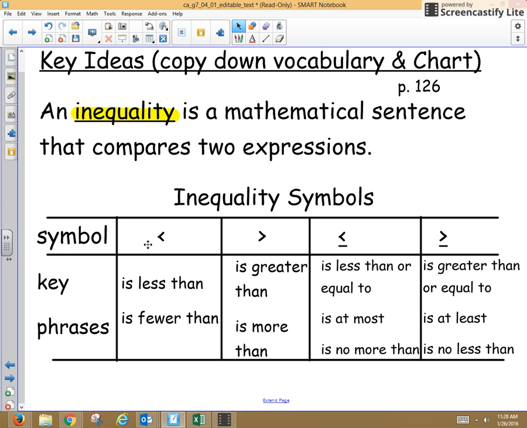The first symbol here is less than, and the key phrases will be is less than or is fewer than. The second symbol is greater than, which can also be seen as more than. The third symbol is less than or equal to. Other times you might see is at most or is no more than. And the fourth symbol is greater than or equal to, is at least, or is no less than. So pause the video and take a moment to copy this down, please.